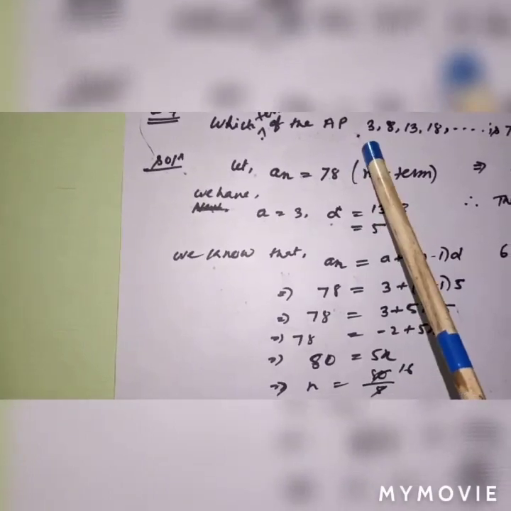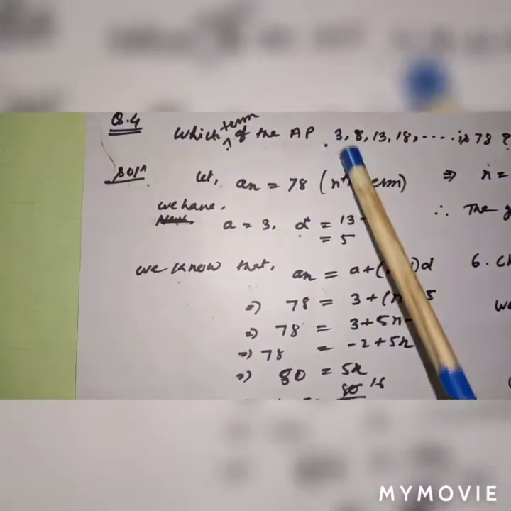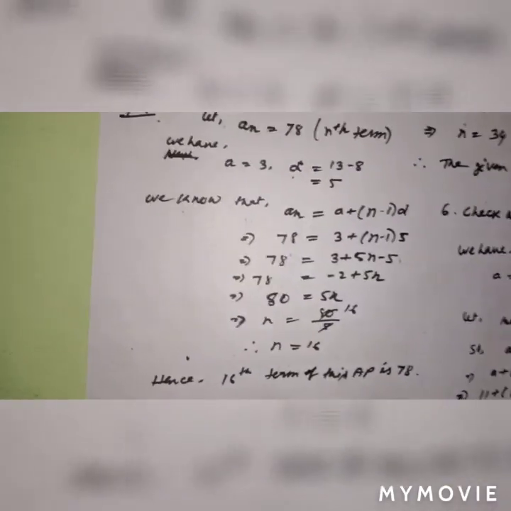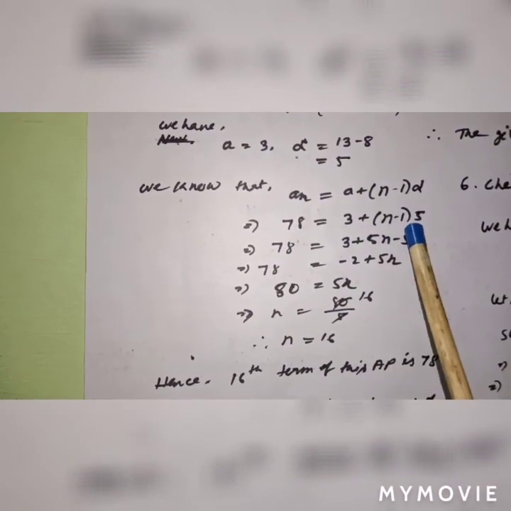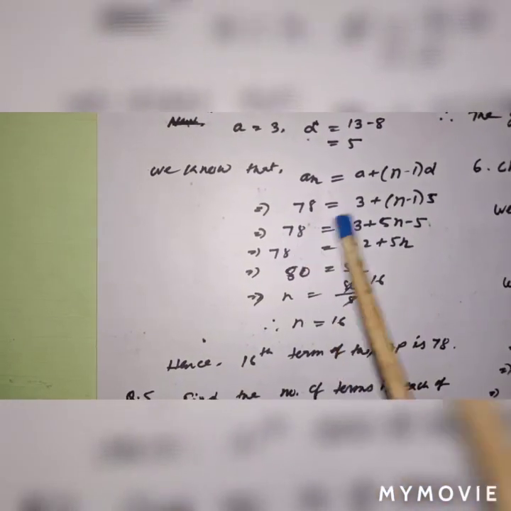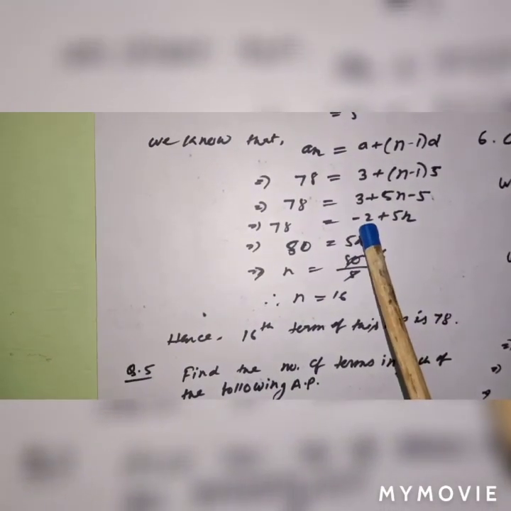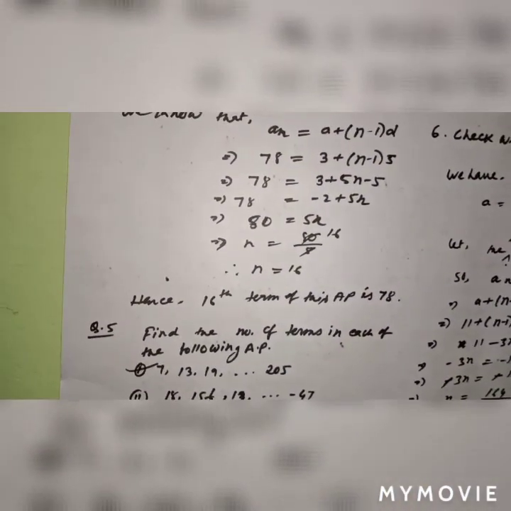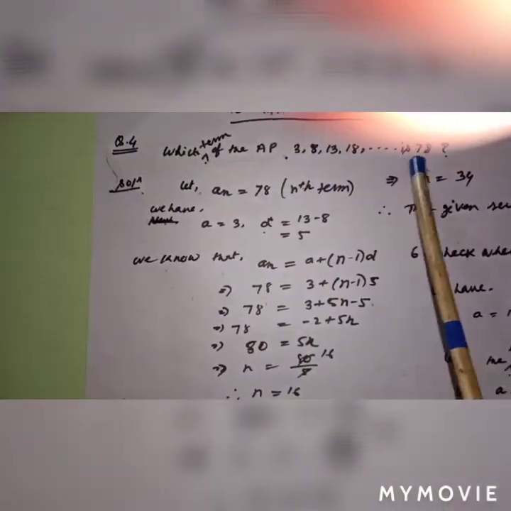So we have a equal to 3 and d equal to the common difference, 8 minus 3, which is 5. Now we know the formula: the nth term is a plus n minus 1 times d. So 78 equals 3 plus n minus 1 times 5. That gives 78 equals 3 plus 5n minus 5. Now 3 minus 5 is minus 2. Transferring minus 2 to the other side, 78 plus 2 is 80, so 5n is 80 and the value of n is 16. That means the 16th term of this AP is 78.